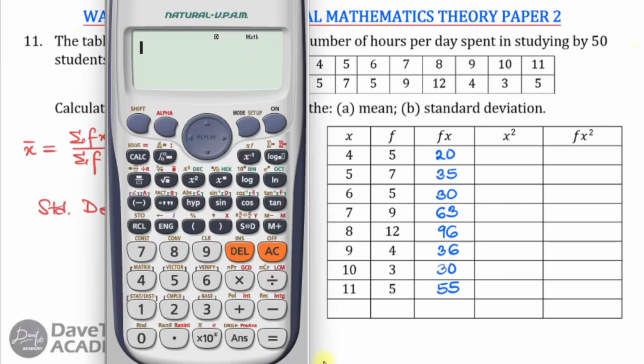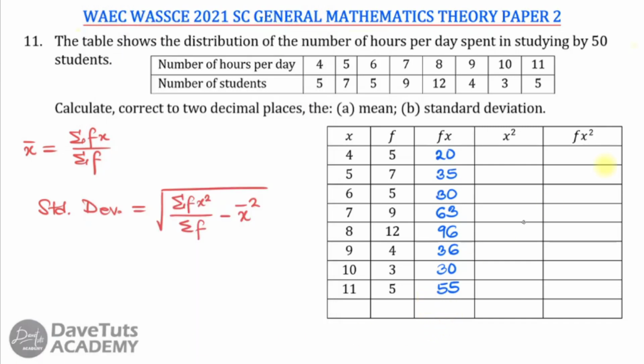Okay, we can compute the total of that. 20 plus 35 plus 30 plus 63 plus 96 plus 36 plus 30 and 55. Okay, so this is 365. The summation fx, that is 365. Here for the frequency, let's just sum that straight.